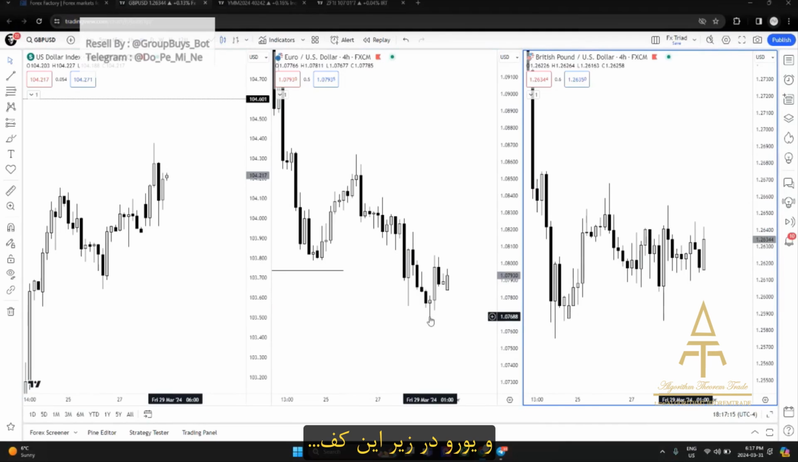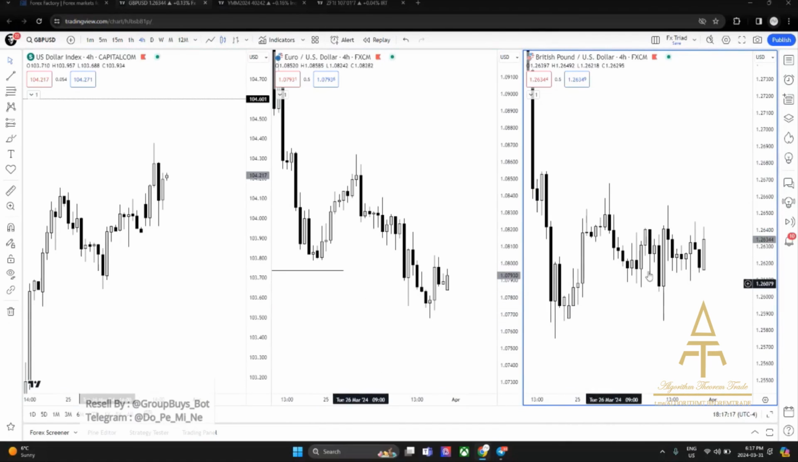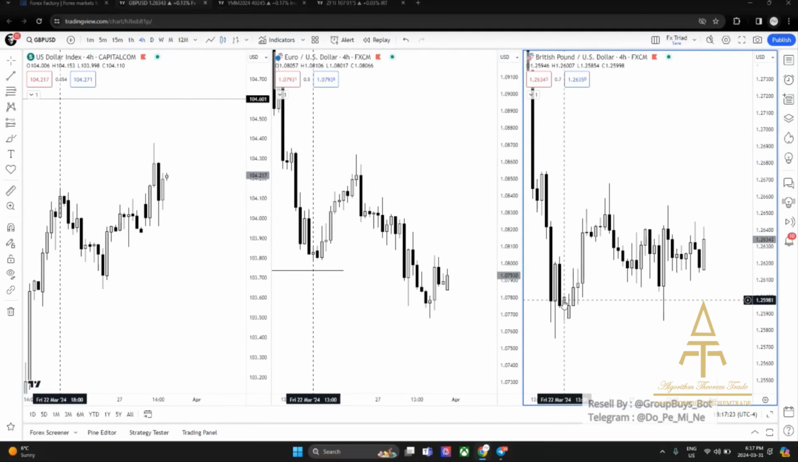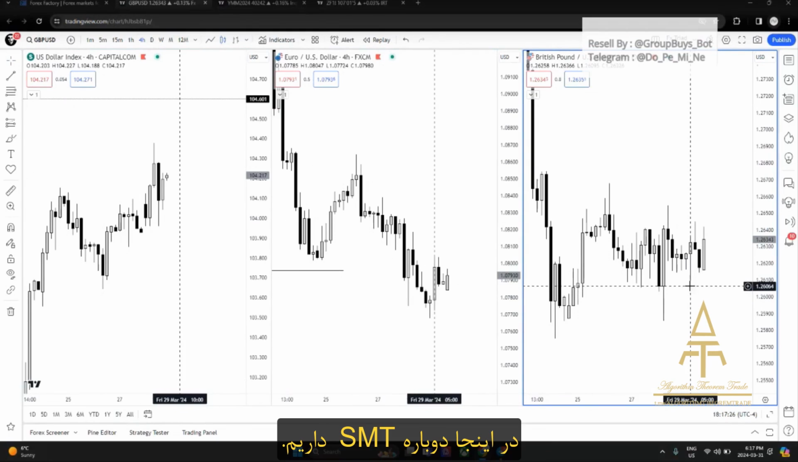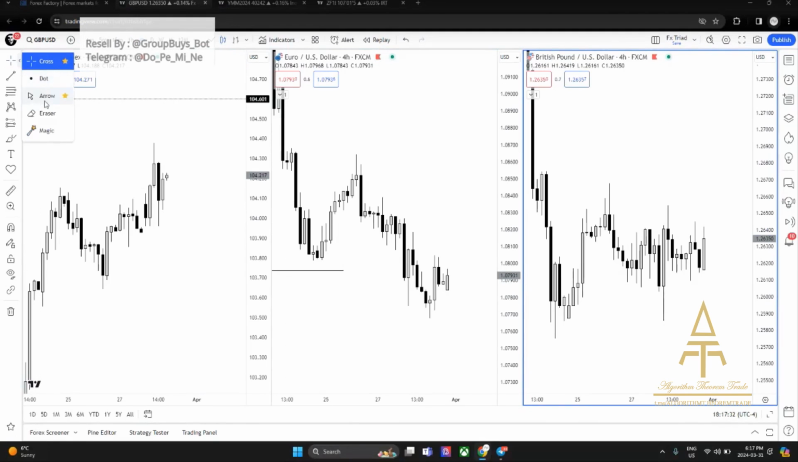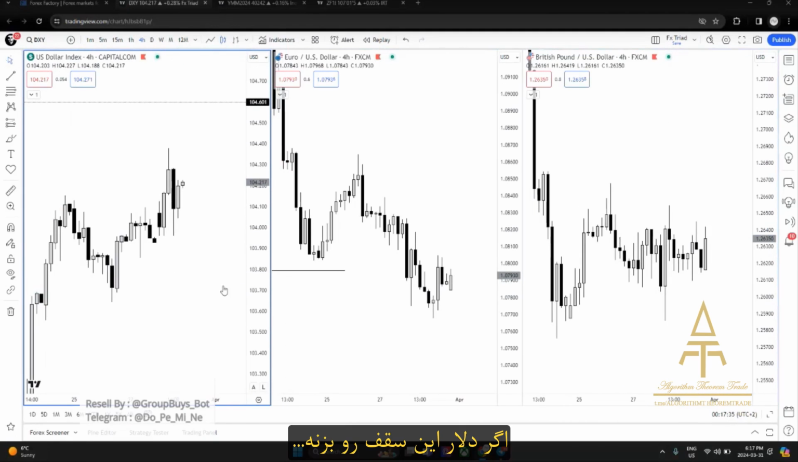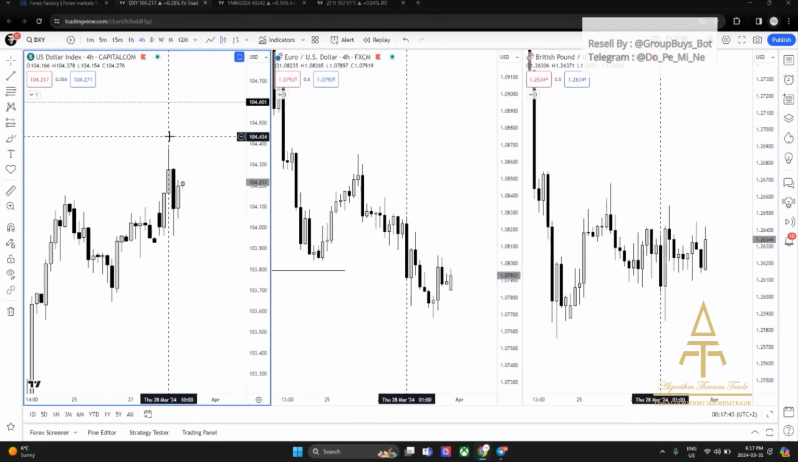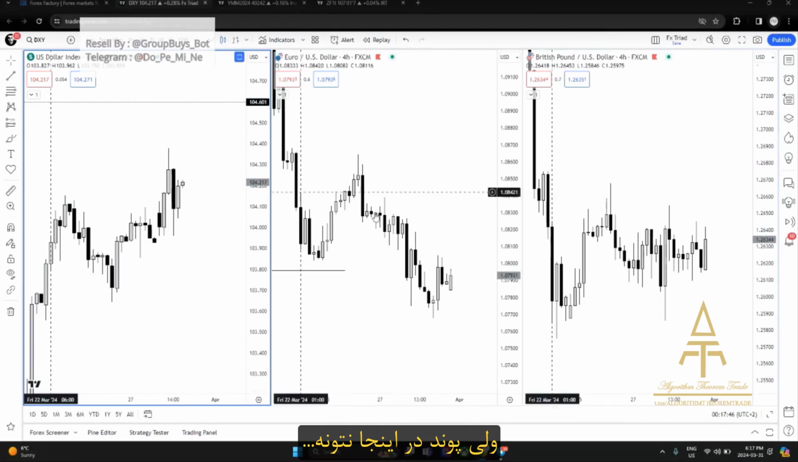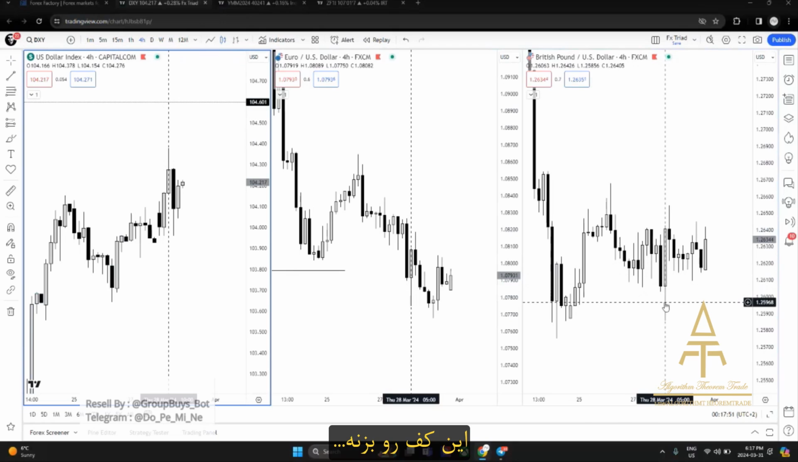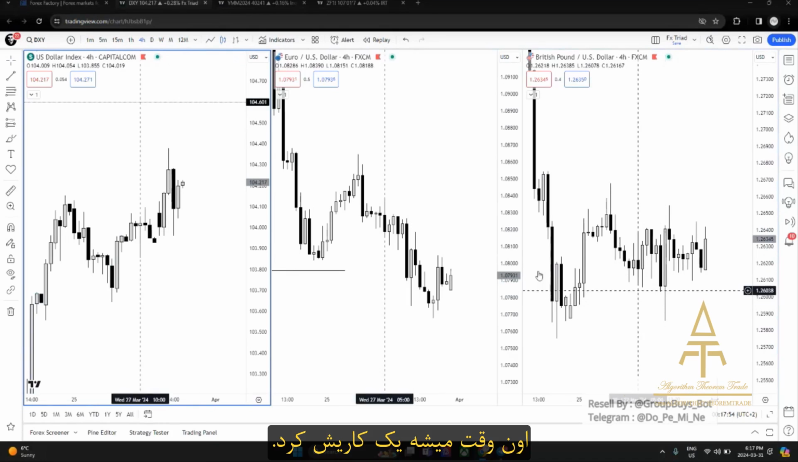We have the euro below this low. The pound failed to break below this low. And then here again, we have SMT, right? So if the dollar takes this high out right here, and the pound fails to take this low out, then we would definitely have something to do.